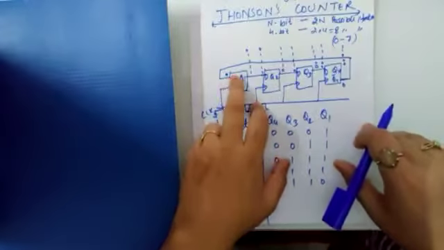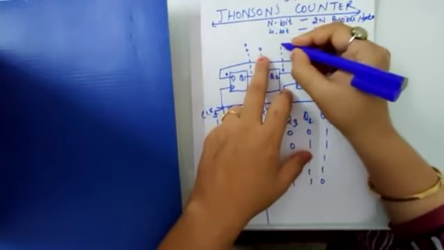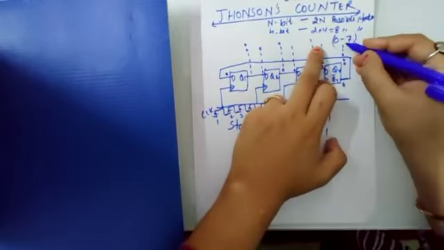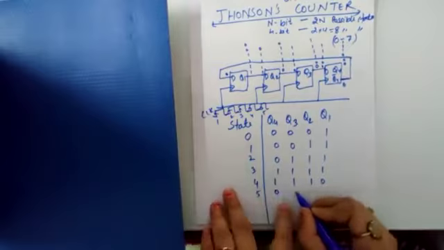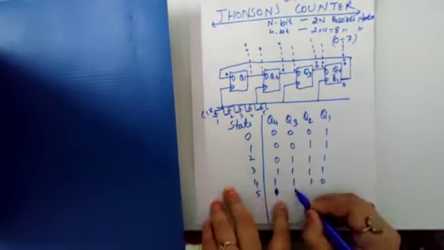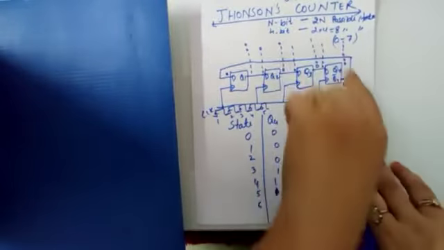So 0 is the input, so 0 is the output. For Q2, 0 is the input, 0 is the output. For Q3, 1 is the input, 1 is the output. Q4, 1 is the input, 1 is the output. So Q4 is 1, Q3 is also 1, Q2, Q1 are 0. Now we apply the sixth clock cycle.